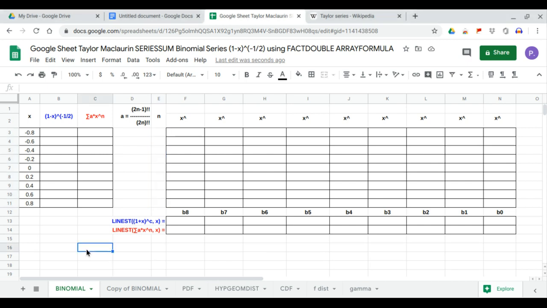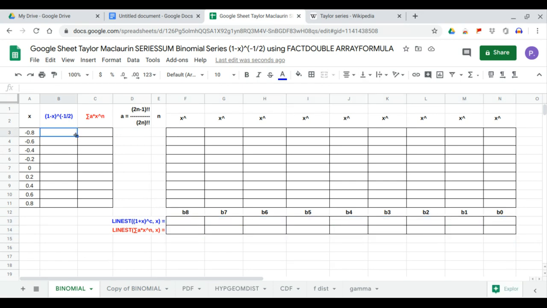Hello, in this video we will generate the binomial series of 1 minus x to the power negative 1 half, generate its expansion in Taylor-Maclaurin series sum, and compare the expansion coefficients with the regression coefficients.